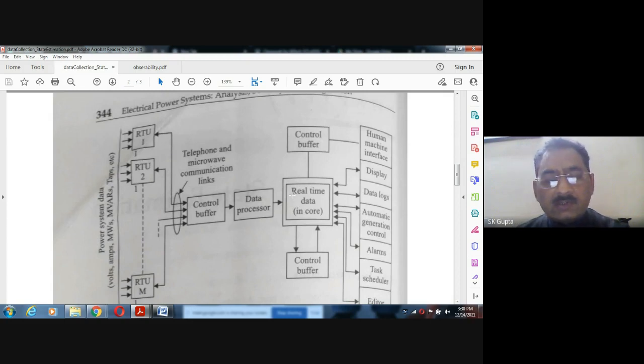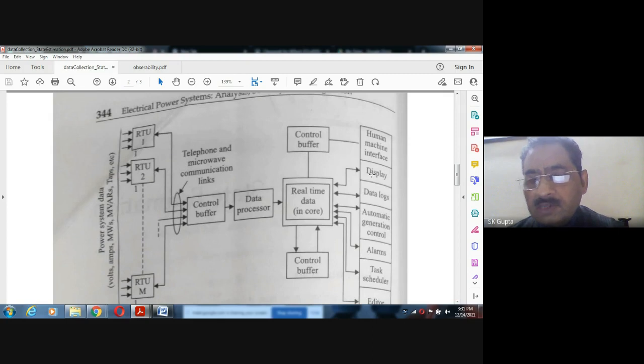When data is received here, this is called the control terminal unit or main terminal unit, MTU. If it is an RTU, this one can be called the MTU, main terminal unit. And here it is a control system. The data is put into the buffer, then after processing, it is transmitted. After transmitting, the real-time data is obtained here. This data may be displayed depending upon the requirement. It can be displayed in single line form.